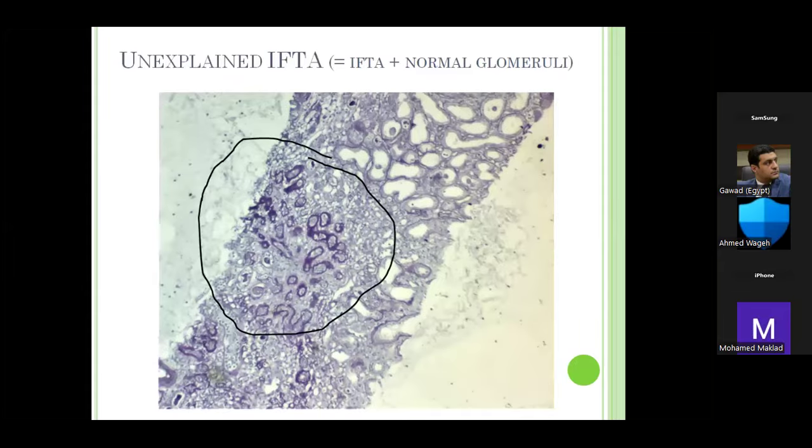So unexplained IFTA in normal glomeruli, like this picture. This circle shows us what? Can anyone describe this? No one would like to describe it? You can answer in the chat.